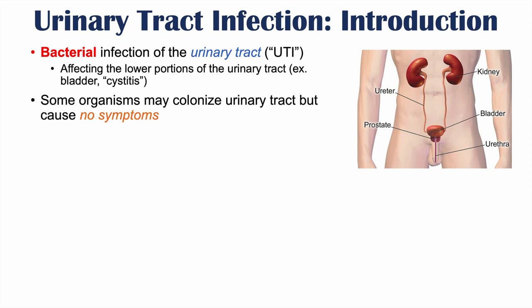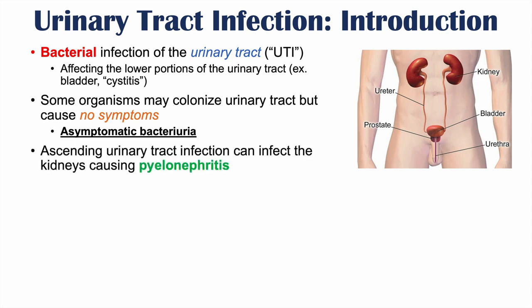There are some cases where organisms may colonize the urinary tract but cause no symptoms, and this is what we call asymptomatic bacteriuria. So some individuals have bacteria in their bladder or their urine, but there's no infection. In this case, we would not call this a urinary tract infection, we would call it asymptomatic bacteriuria. And as we mentioned before, an ascending urinary tract infection can infect the kidneys, causing pyelonephritis. If you want more information on pyelonephritis, please check out my full lesson on that topic.